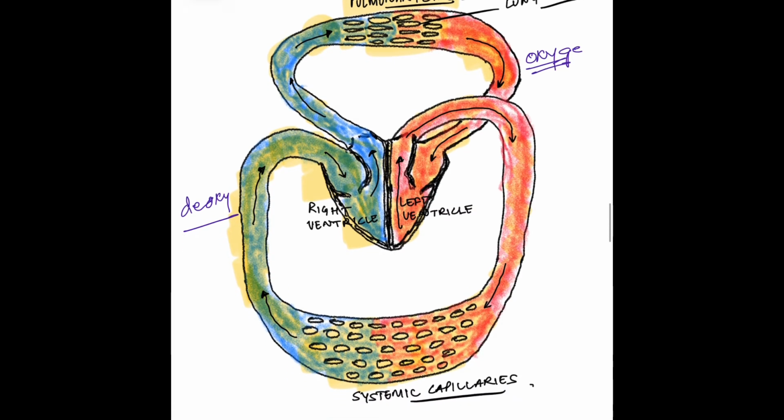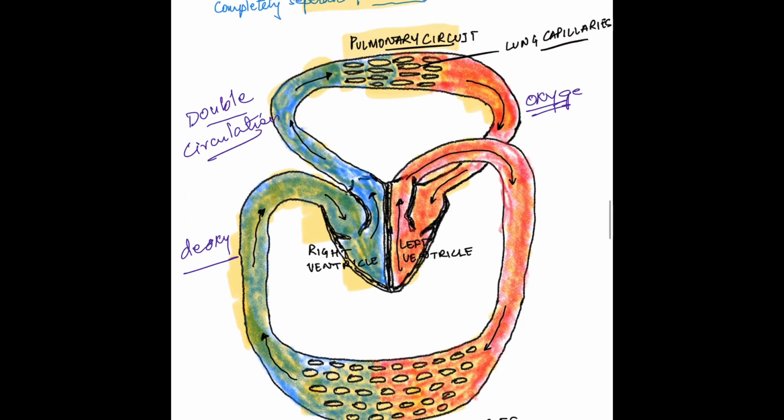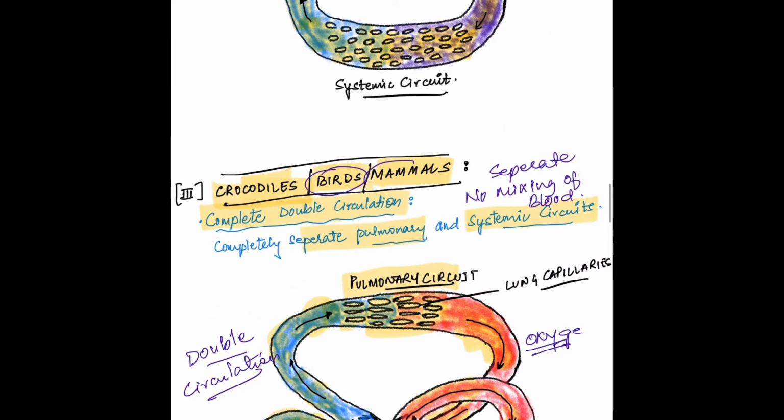And this completes the systemic circuit. So it has two circuits, a pulmonary circuit and a systemic circuit. Hence it is called double circulation, and there is no mixing of deoxygenated and oxygenated blood. Hence it is a complete double circulation.